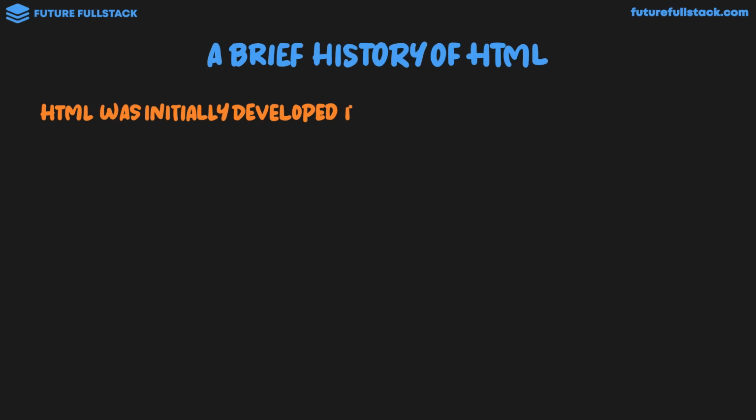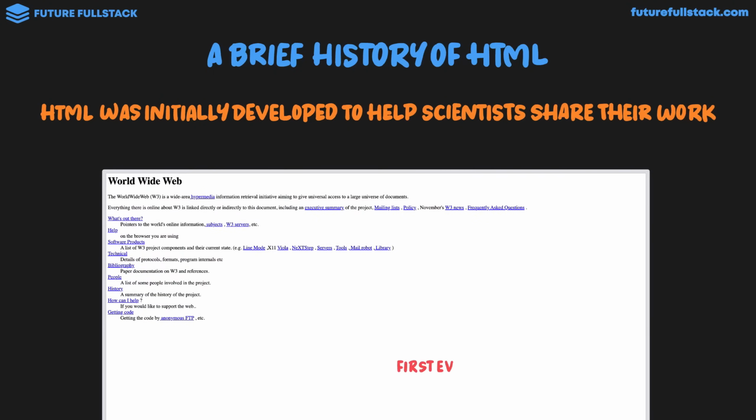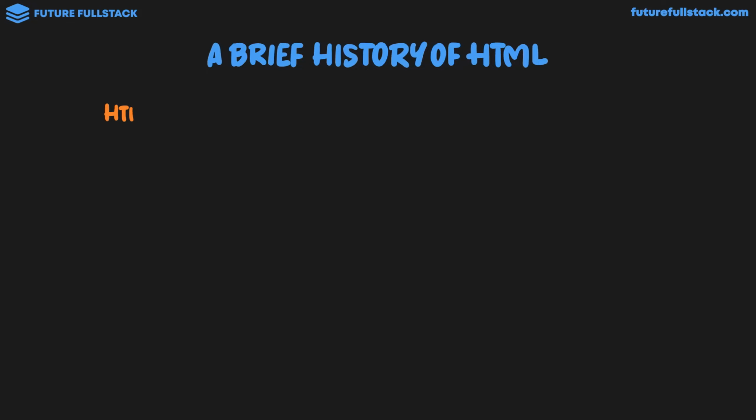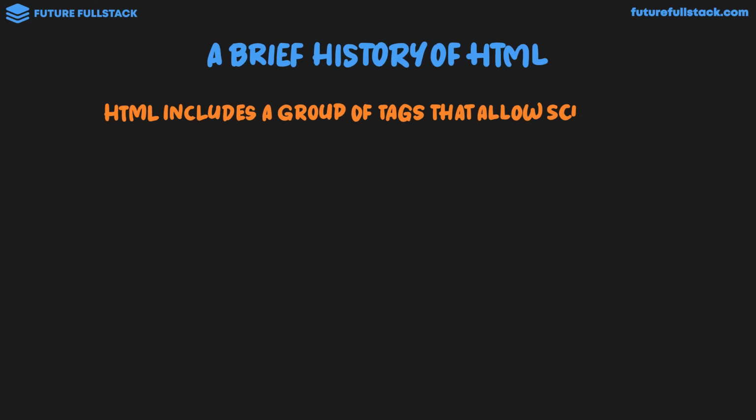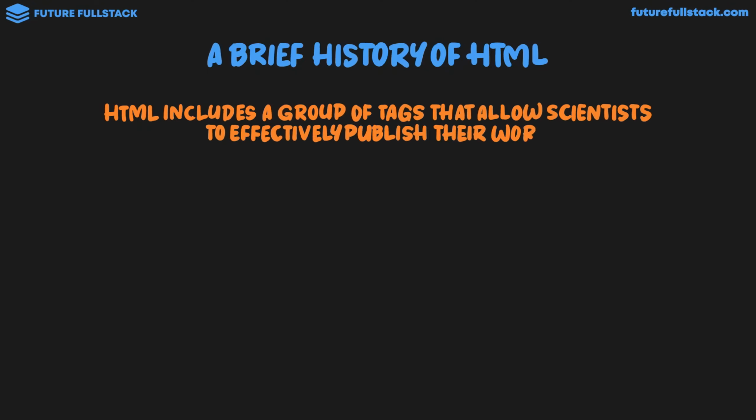HTML was initially developed to help scientists share their work. This is a screenshot of the first ever website created by scientist Tim Berners-Lee at CERN, which is one of the world's largest and most respected centers for scientific research. The goal of creating HTML was to allow scientists to present their papers and other scientific-related documents in web format, making them more easily shareable within the scientific community. Because of this origin, HTML includes a group of tags that allow scientists to effectively publish their work.